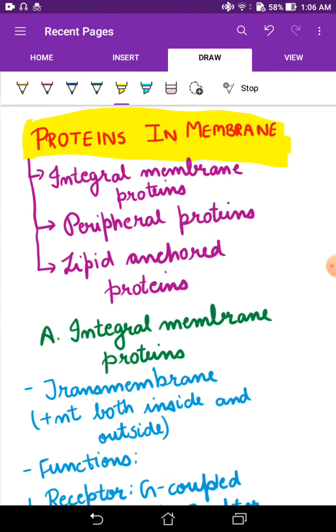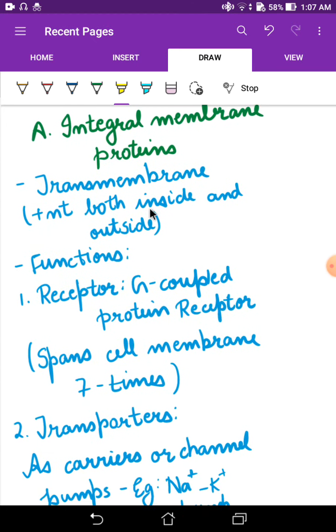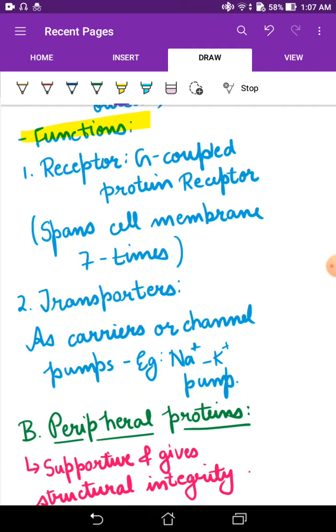Now the second component of the cell membrane is protein. We have proteins of three kinds: integral membrane proteins, peripheral proteins, and lipid anchored proteins. The first one, integral membrane proteins, are also called transmembrane proteins because they are present both inside and outside the cells. Their function is, firstly, that they act as receptors, and secondly, they act as transporters.